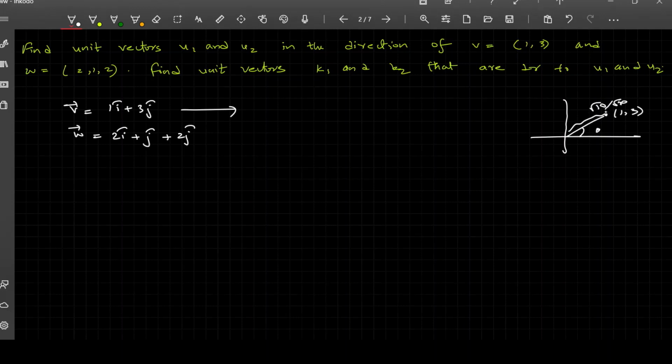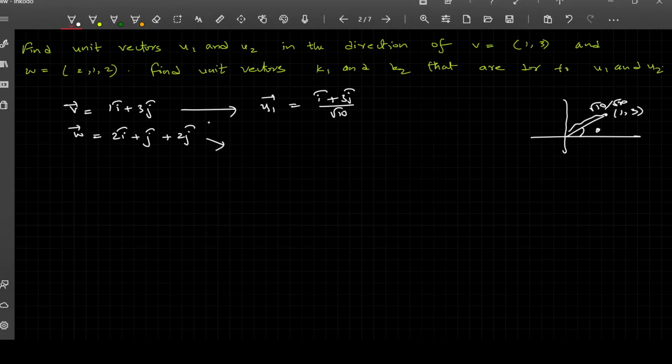If you divide by root 10, the vector is in the same direction, because we are not tilting or rotating this vector. We are just reducing the length to our required factor, because we want a unit vector. Root 10 is the magnitude, the distance, so we must divide by root 10 so that we get a unit vector in the same direction. We are not changing the direction. So the unit vector u1 would be i cap plus 3 j cap divided by root 10.